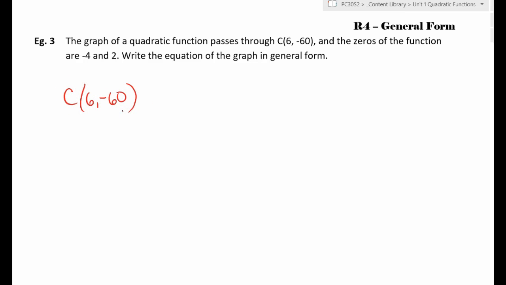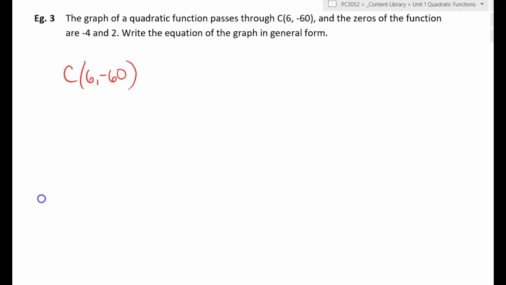Now, I'm very visual. I think I've said this before. If I haven't, you'll hear me say it lots throughout the rest of the course. I'm a very visual learner, so I like sketching things out. So when I put point C on my graph, I'm just going to do a rough sketch. It's not going to be to scale at all, but just something to look at. So 6 and negative 60. That's going to be point C.